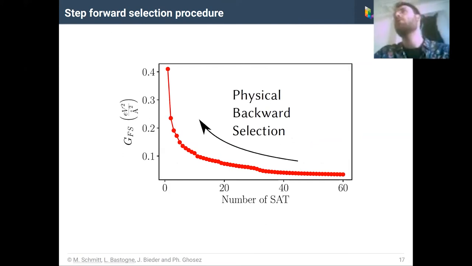So what you can do is physical backward selection, in the sense that you can go back and check whether your expansion reproduces some physical quantities that you're interested in, or does it behave in the way that you want?